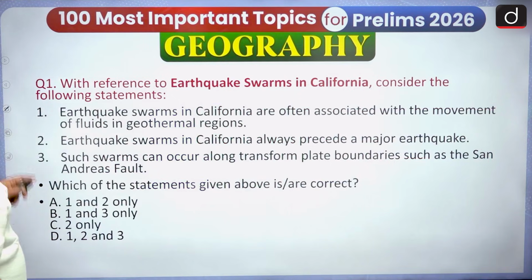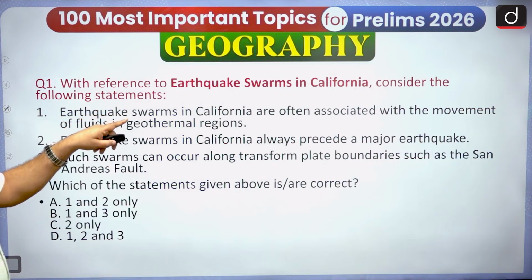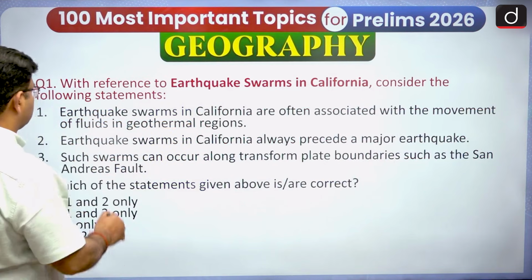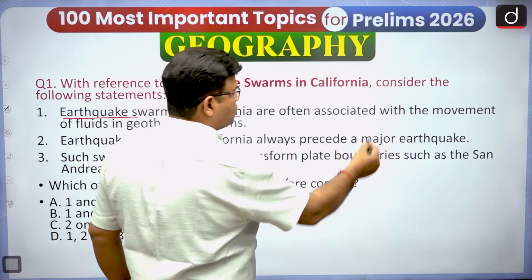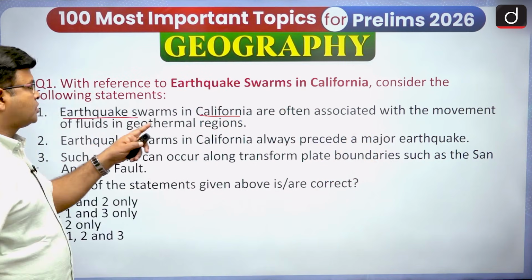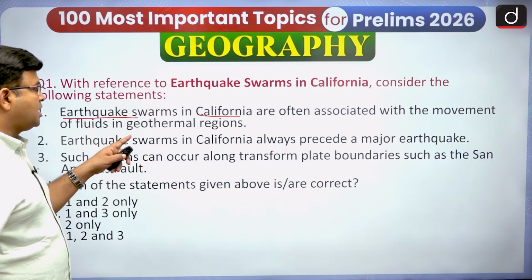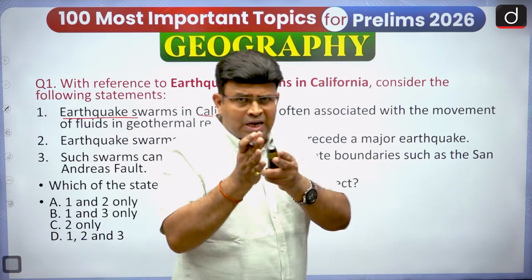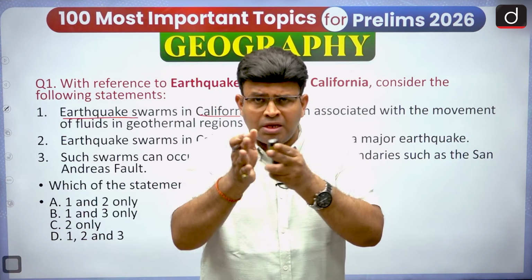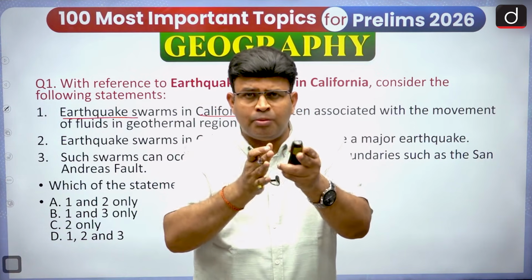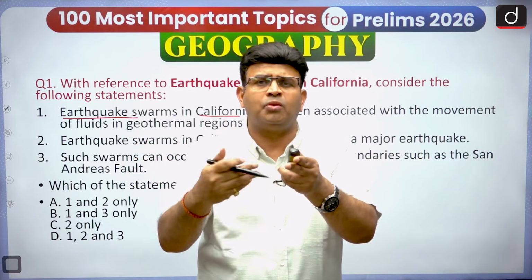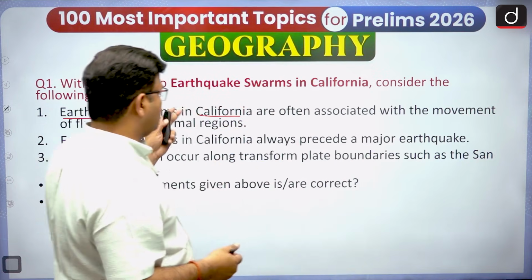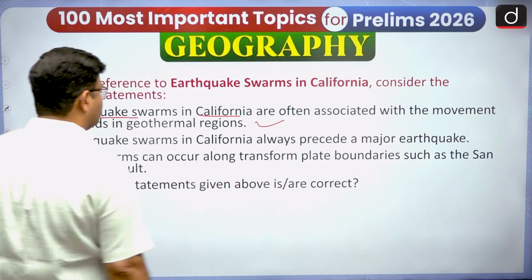And here we can say that with reference to the earthquake swarm in California, it is a question based on what I said that I have made for California. Consider the following statement: earthquake swarms in California are often associated with the movement of fluids in the geothermal region. So I said that yes, in this region along the plate's transform boundary, fluids are coming, so it is causing lubricancy, and I have discussed that lubricancy causes small kind of shaking and earthquake. So in this region, this statement is correct, geothermal regions are there.